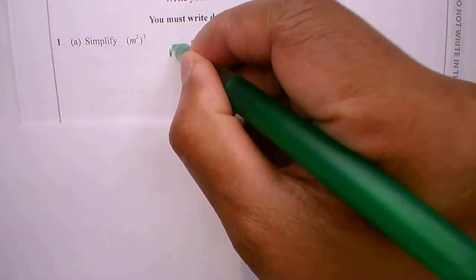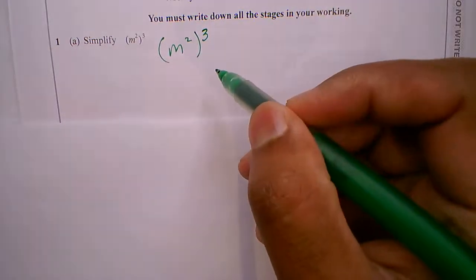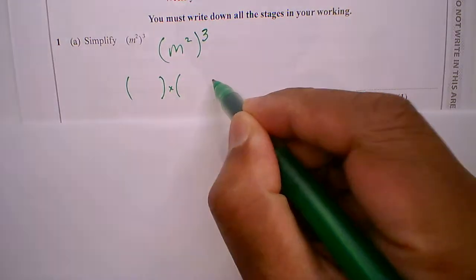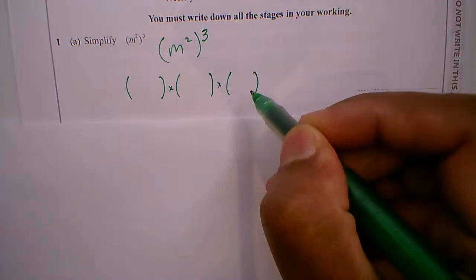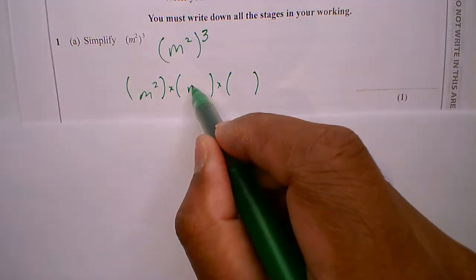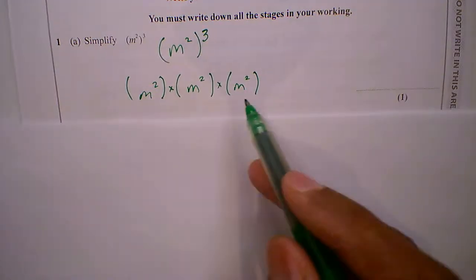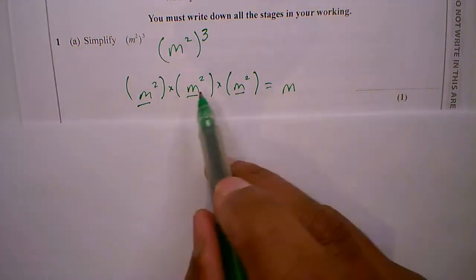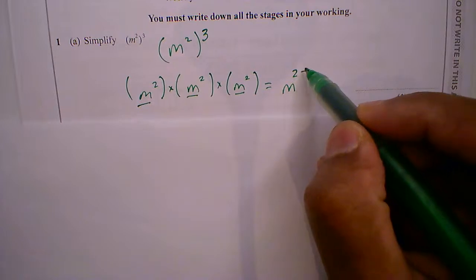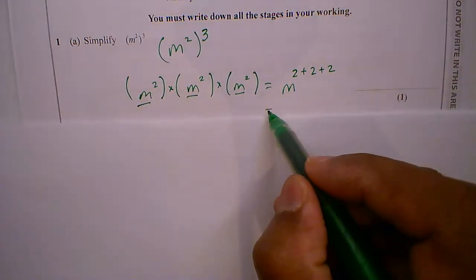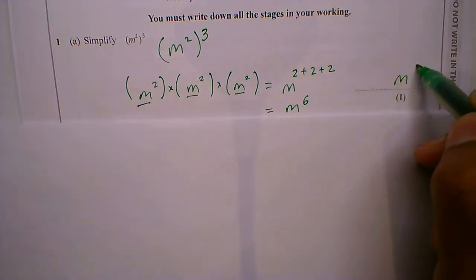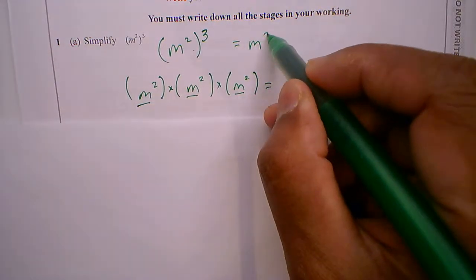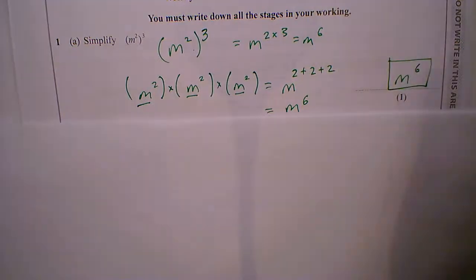So you can see this is m squared to the power 3. That means whatever is inside the brackets, we are multiplying 3 times. So you've got m squared times m squared times m squared. So the base is the same, so my answer will be m to the power, and when we are multiplying indices, we are adding the powers. So that gives me m to the power 6. That's my final answer. Now you could have also seen the power of a power is multiply, so you could have done m to the power 2 times 3, which gives you m to the power 6.